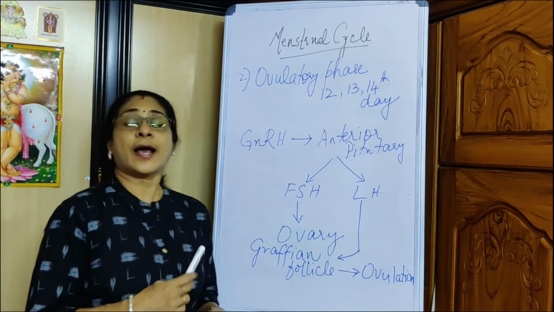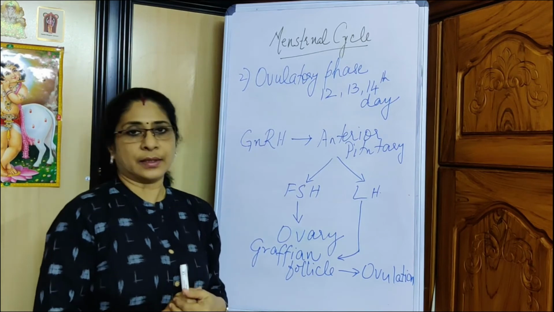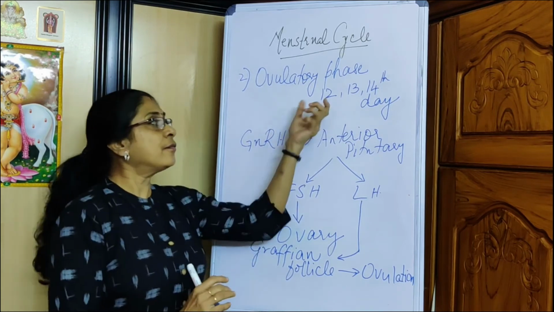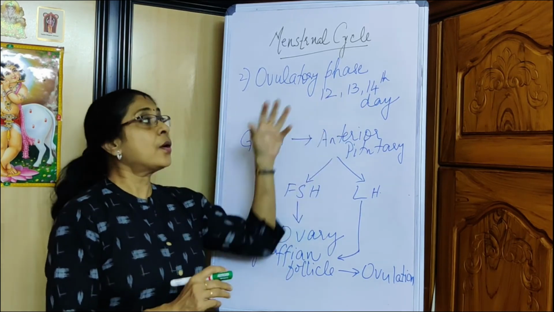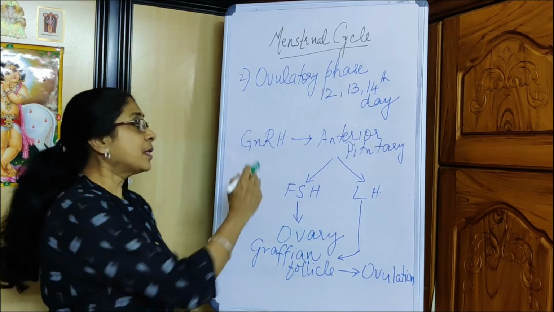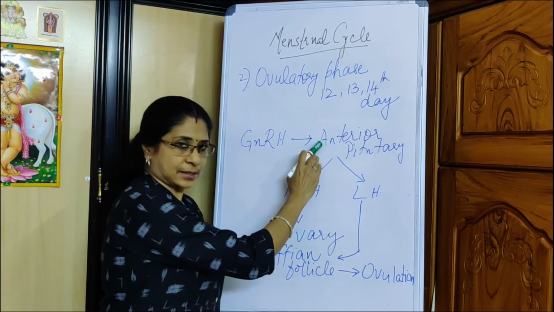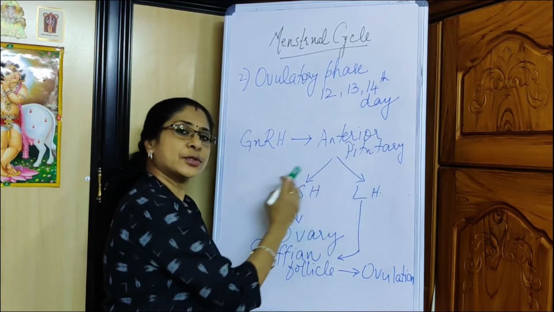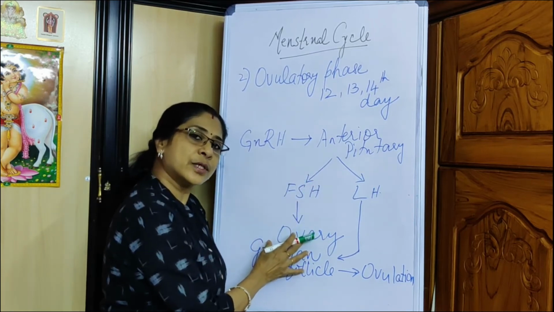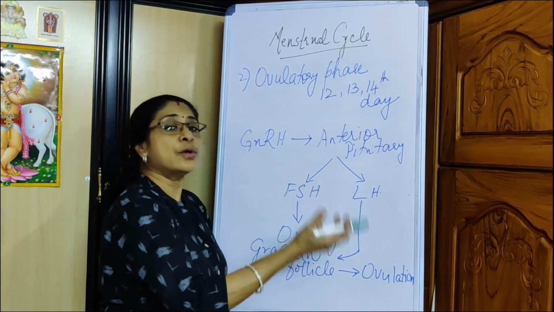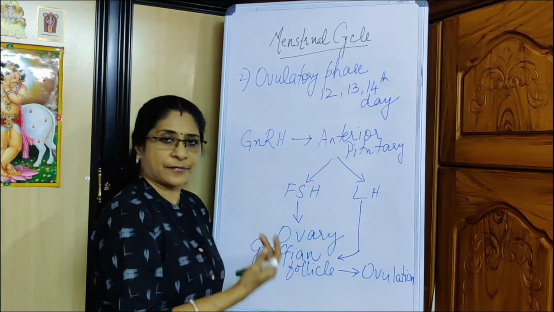Let us now see what happens during the ovulatory phase. The ovulatory phase, as we discussed earlier, is a very short phase which happens just for 3 days, the 12th, 13th or the 14th day. What happens during this particular phase? The GnRH, the gonadotropin releasing hormone, influences the anterior pituitary, and the anterior pituitary is producing FSH and LH. We saw that the FSH has a direct influence on the ovary, causing it to mature the tertiary ovarian follicle into a Graafian follicle.